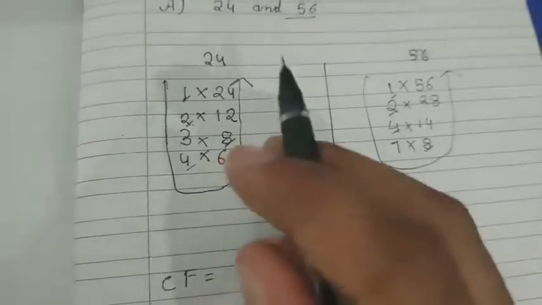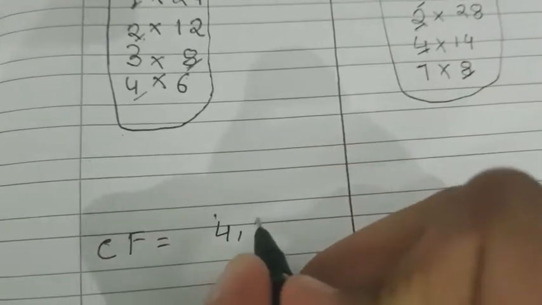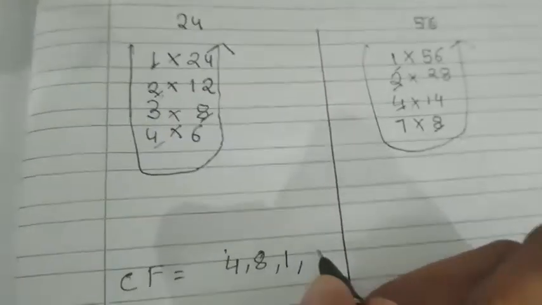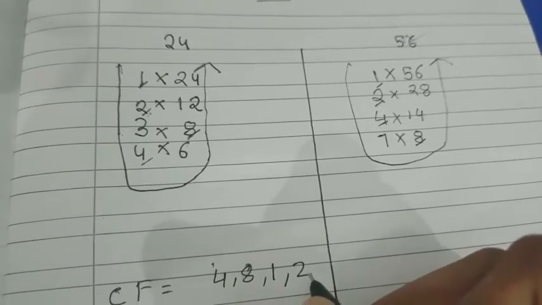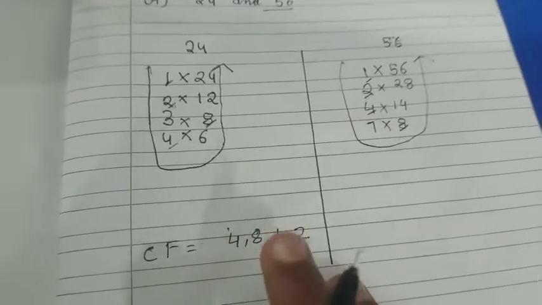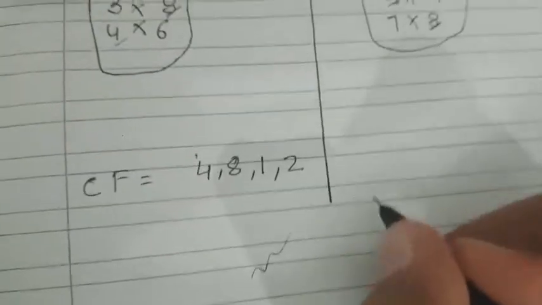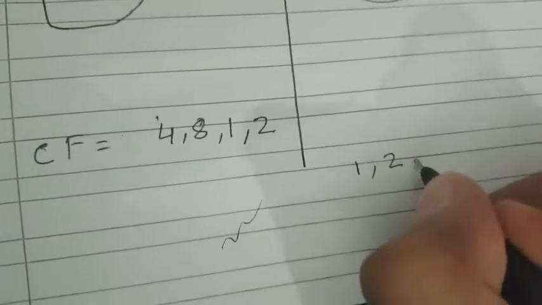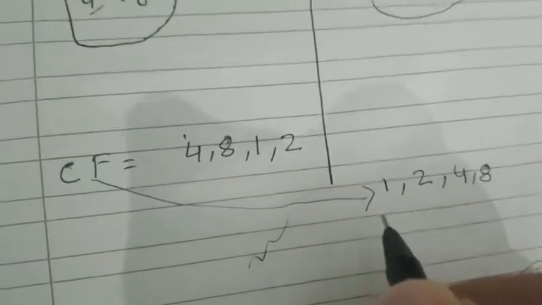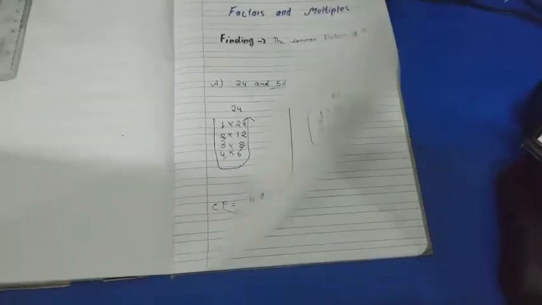So the common factors of them are 4, 8, 1, 2, only this much. So the common factors of these two numbers are 4, 8, 1, 2. Or else if we arrange it into ascending order, we will get 1, 2, 4, 8. So now we shall take another example for our clarity.